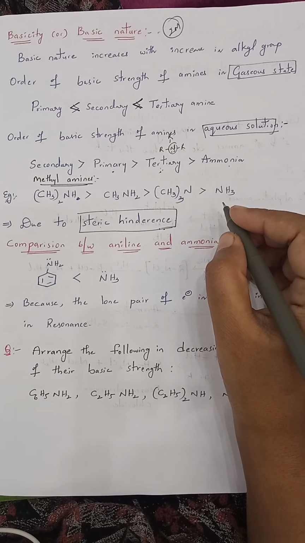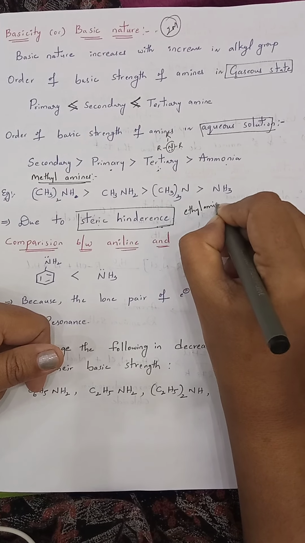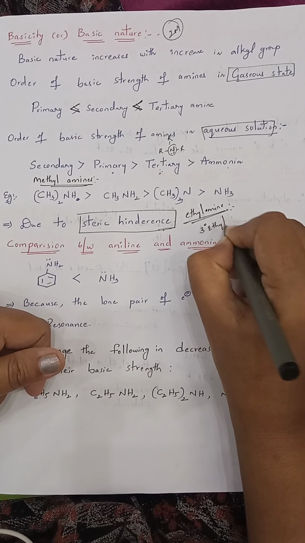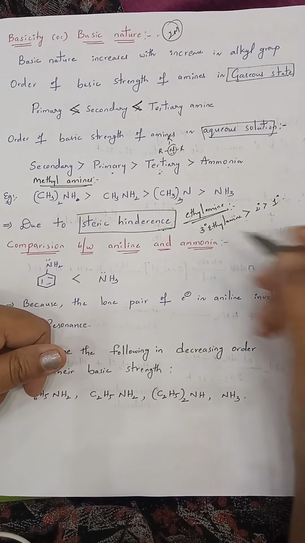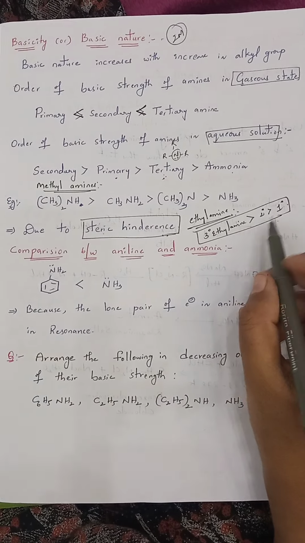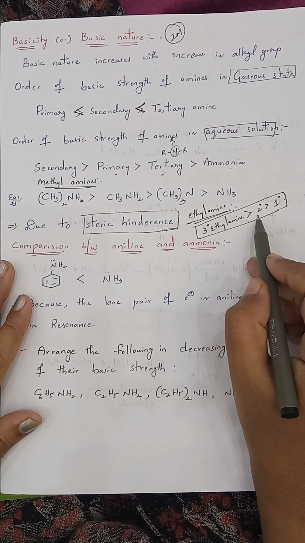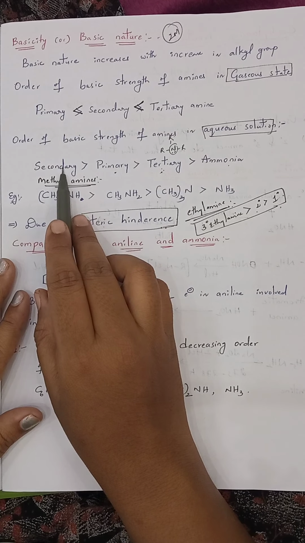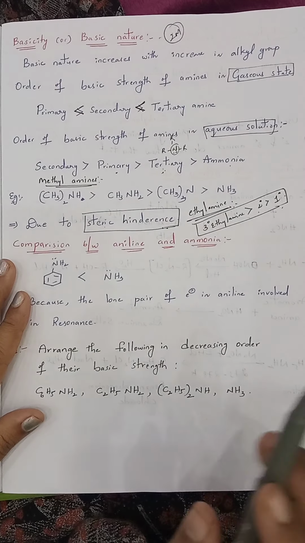But in the ethylamine case, tertiary ethylamine is more basic than secondary than primary. You have to remember even this. In the ethylamine case, this is the order of basic nature: tertiary ethylamine is more basic than secondary than primary. But in the methylamine case, this is applicable: secondary methylamine is more basic than primary, than tertiary, than ammonia.